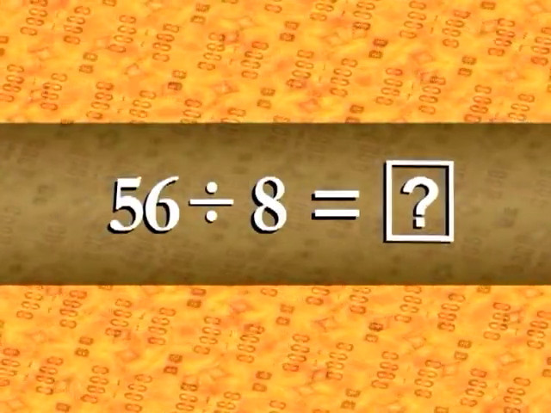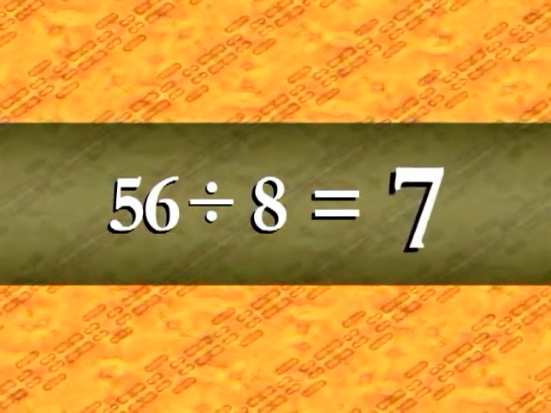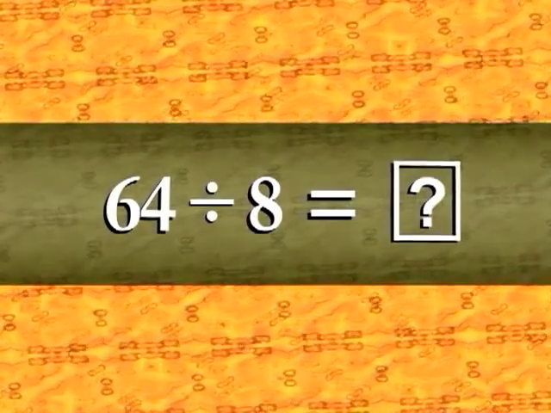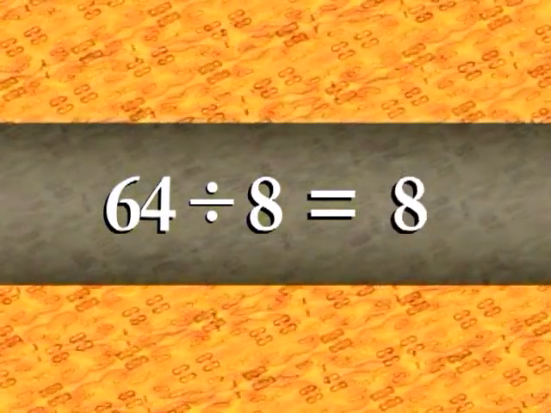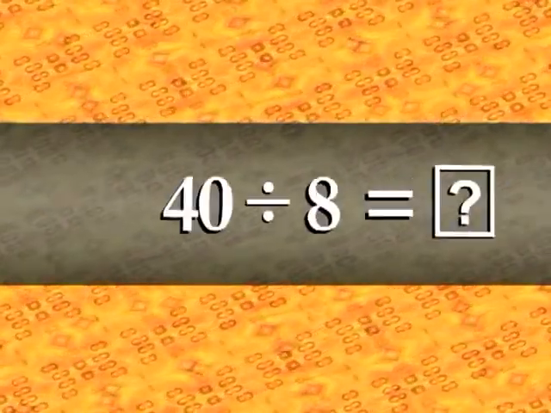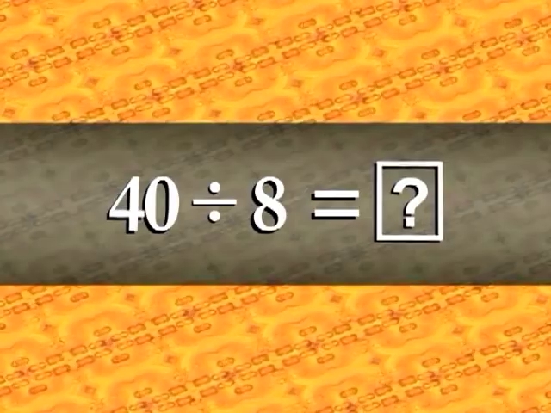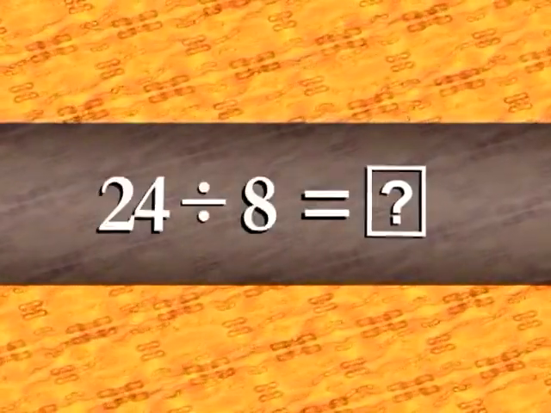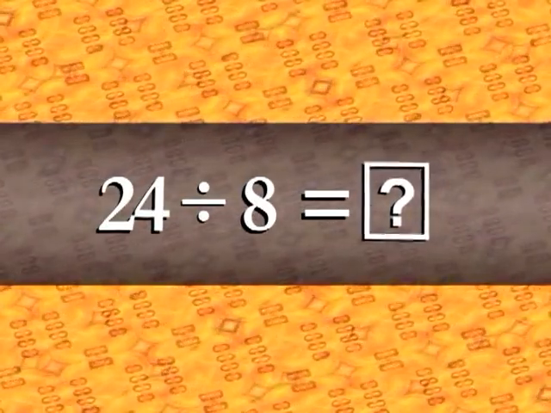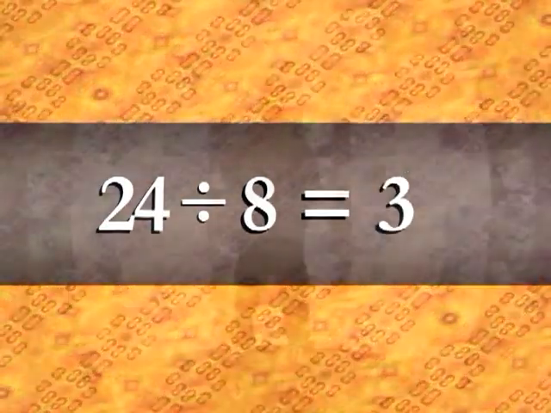56 divided by 8 is 7. 64 divided by 8 is 8. 40 divided by 8 is 5. 24 divided by 8 is 3. Break it down.